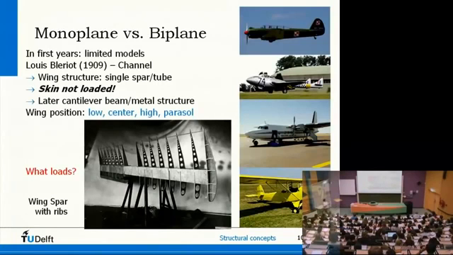Later we went to monoplanes, because then we got stronger materials and better concepts in building wings. And you see here a number of wings, a lower wing, a wing at the center section, and a higher wing, and even a wing which is more or less floating over the fuselage, a so-called parasol situation. Again, you see here a wing of the old days, completely made of wood. You have some wooden tube inside and some ribs mounted on top of it.